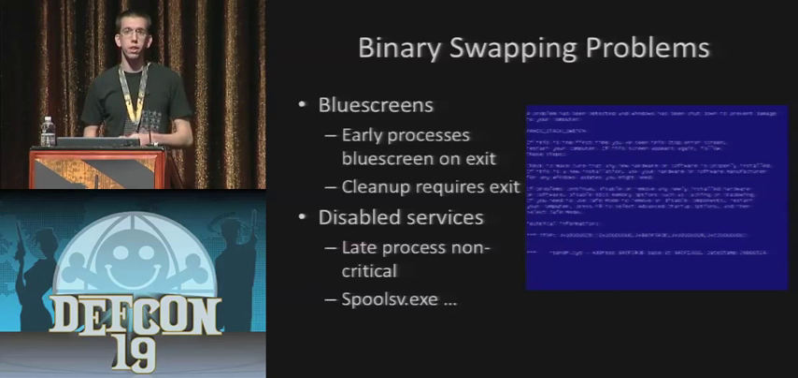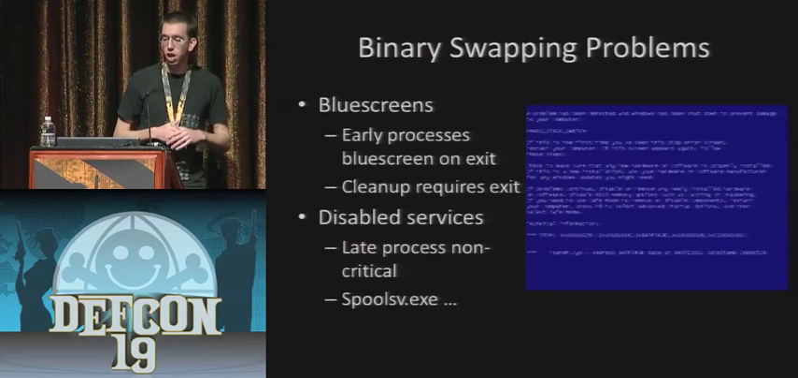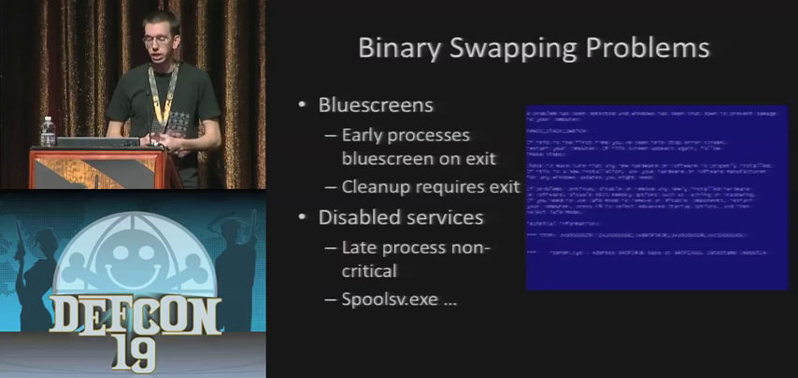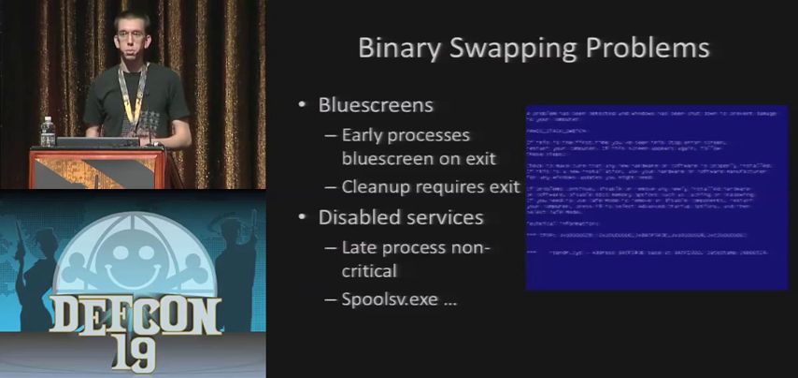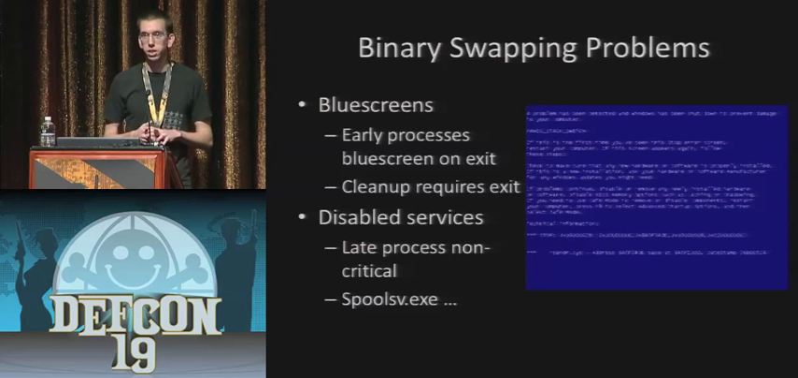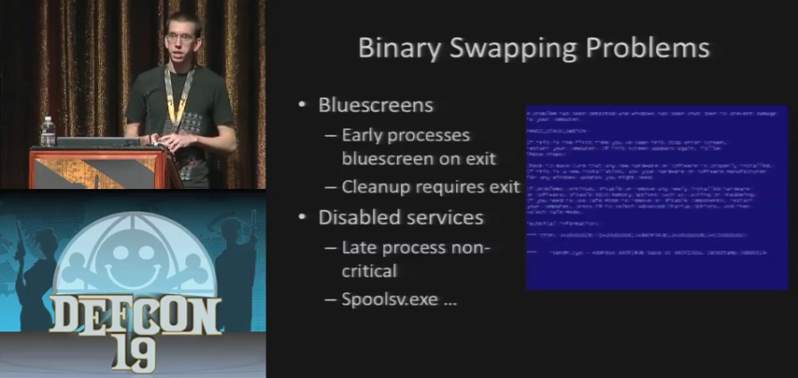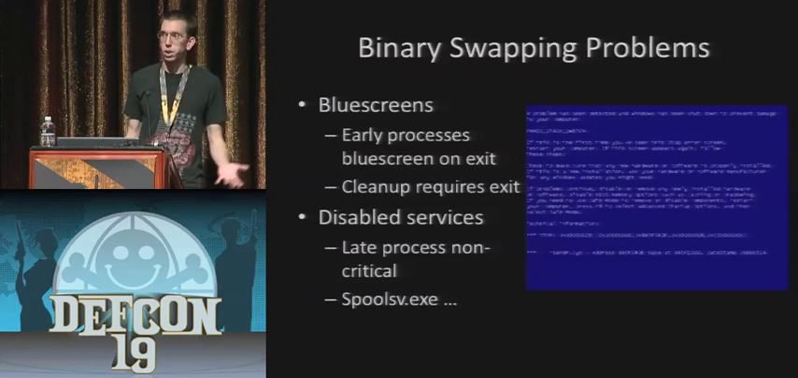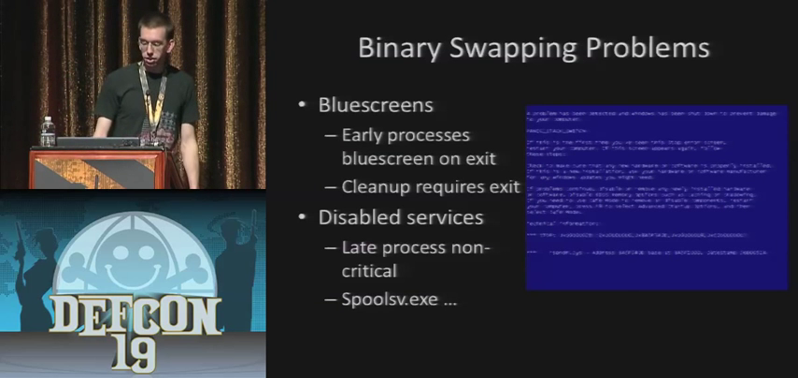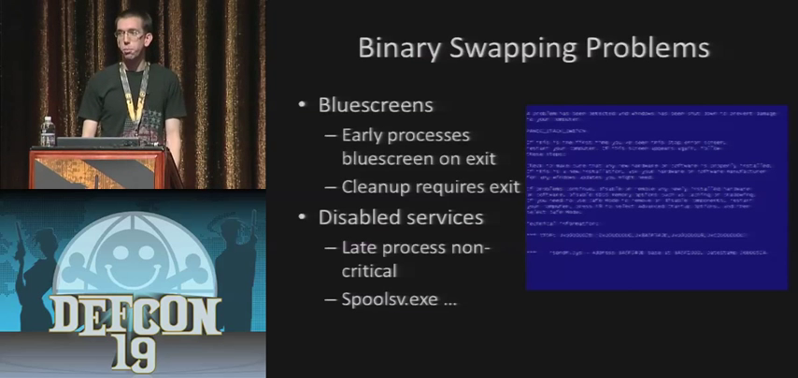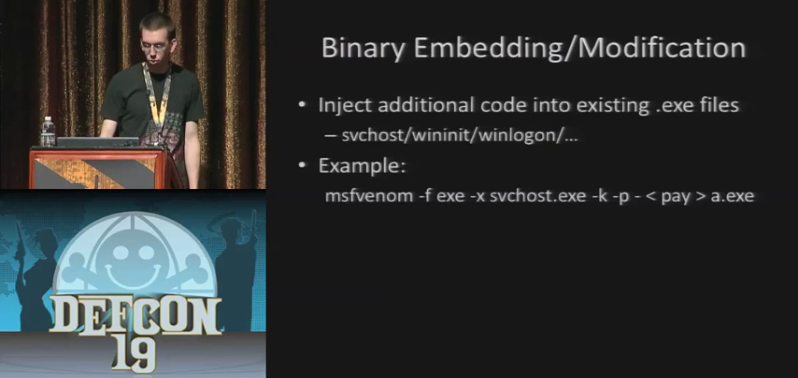So you could move to one of the later boot services, like the print spooler or spoolsv.exe. Now, these are useful because they're non-critical, so the print spooler doesn't have to run. It won't blue screen if it exits. But the problem with that is it doesn't have to be enabled. They might have the print spooler disabled if this is, you know, maybe a core server or something like that. So it's not as reliable as I would like, but it's still definitely an option for attacking workstations.